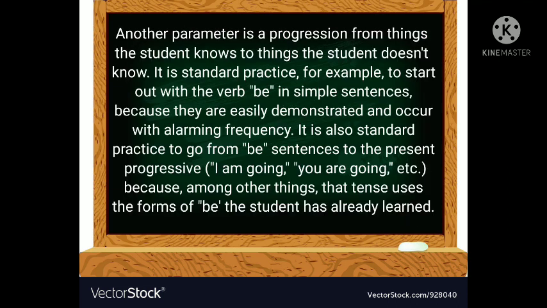Another parameter is a progression from things the student knows to things the student doesn't know. It is standard practice, for example, to start out with the verb be in simple sentences, because they are easily demonstrated and occur with alarming frequency. It is also standard practice to go from be sentences to the present progressive: I am going, you are going, etc., because, among other things, that tense uses the form of be the student has already learned.